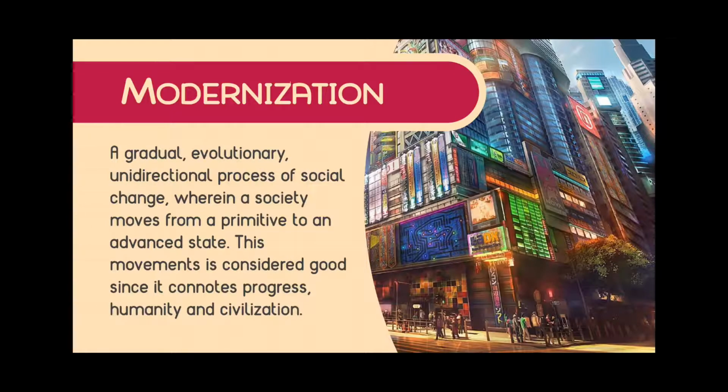So now that we have learned how communities and societies change, let's talk about modernization. Modernization is a gradual, evolutionary, unidirectional process of social change wherein a society moves from a primitive to an advanced state. This movement is considered good since it connotes progress, humanity, civilization, and efficiency.